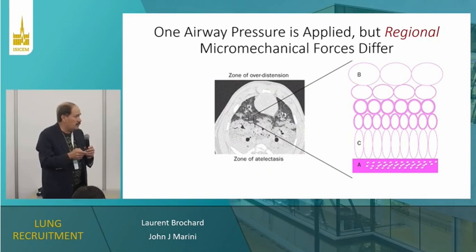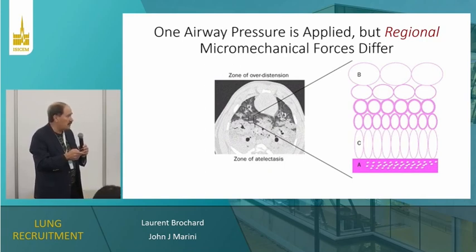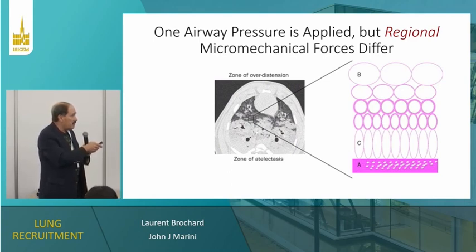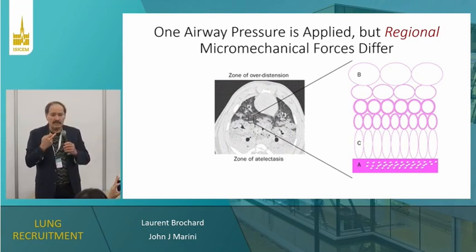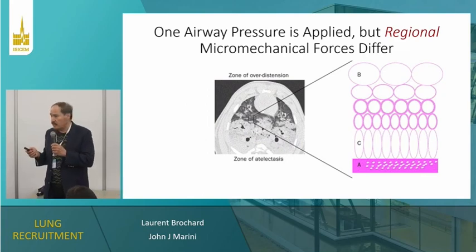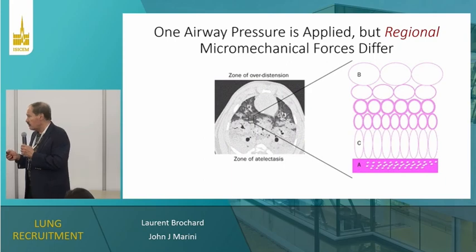So even if you have a normal chest wall and you have ARDS, one airway pressure is applied, but regional micromechanical forces differ. At the top of the lung, there's a higher transpulmonary force than there is at the base of the lung. And so you have recruitable parts and you have overdistending parts. And together, we need to try to balance that with one pressure at the airway opening. As I said, this is basic information that I think most of us understand.